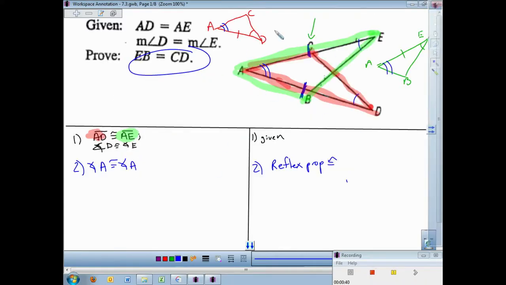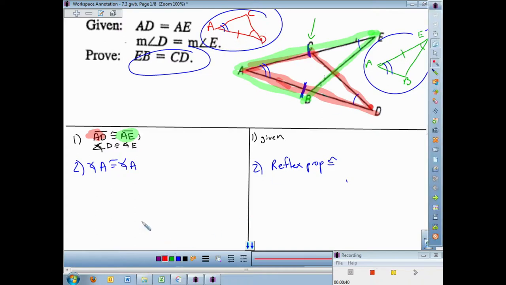Now if you look at your separated picture, do you have enough information to prove those two triangles congruent? Well, yeah. Angle, side, angle. Angle, side, angle. So bingo. We can prove those two triangles congruent in step 3.